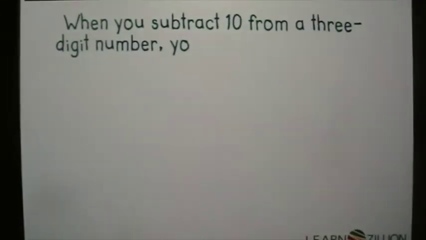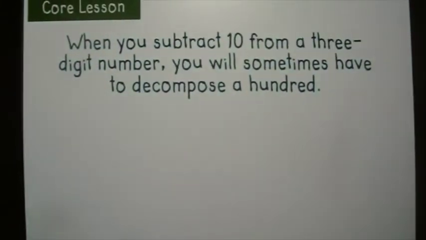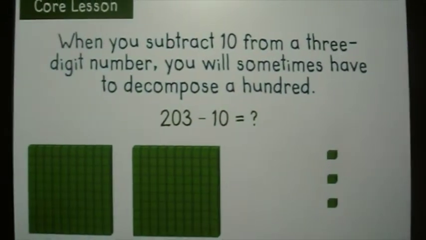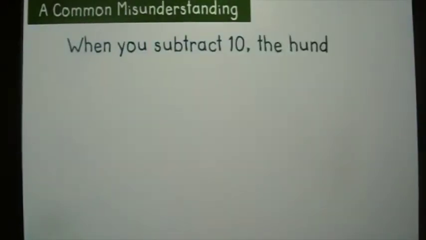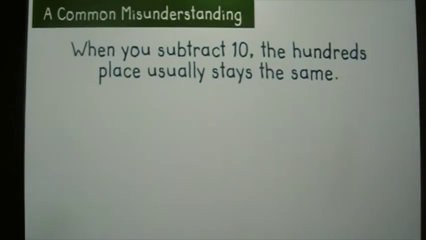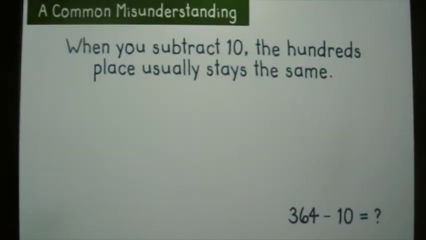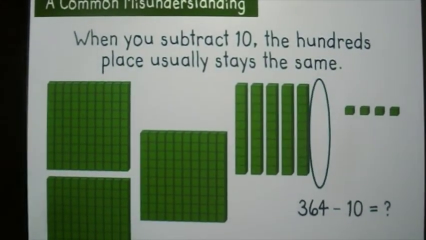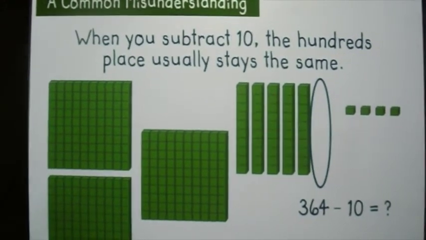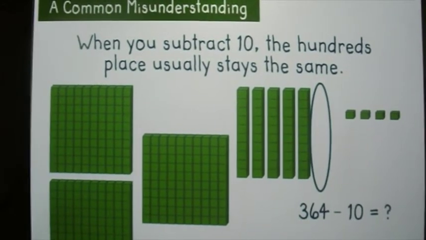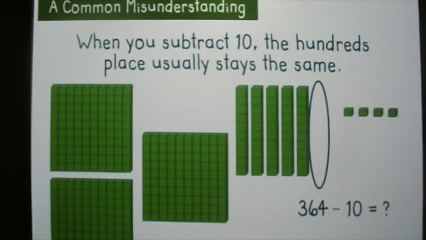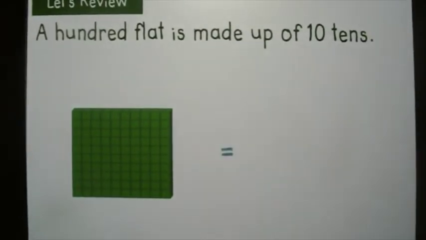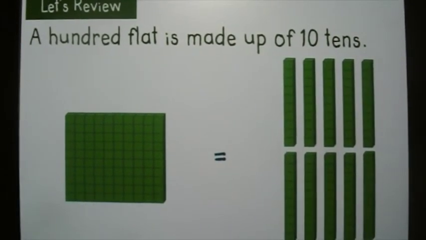When you subtract 10 from a 3-digit number, you will sometimes have to decompose 1 hundred flat into 10 tens. Decompose means to break apart. When you subtract 10, the hundreds and ones places usually stay the same. Like in this example, 364 minus 10. Just take one of those tens away, and the hundreds and the ones places both stay the same. That's not true in each case, though. If there is a 0 in the tens place, we'll have to decompose. Remember that 1 hundred flat is made up of 10 tens.